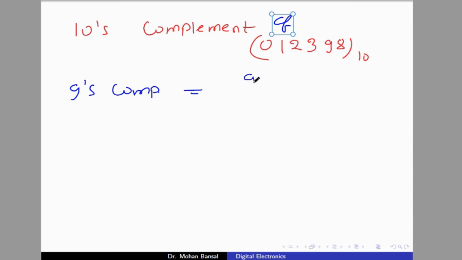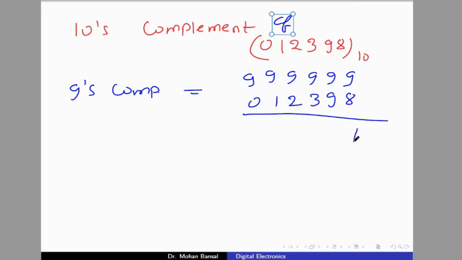That can be computed as follows. Here we can see that 6 digits are here, so we'll take six 9s and subtract each digit. We can't ignore the 0 here, and we'll get 987601. So this is the number we got, which is the 9's complement of the number.